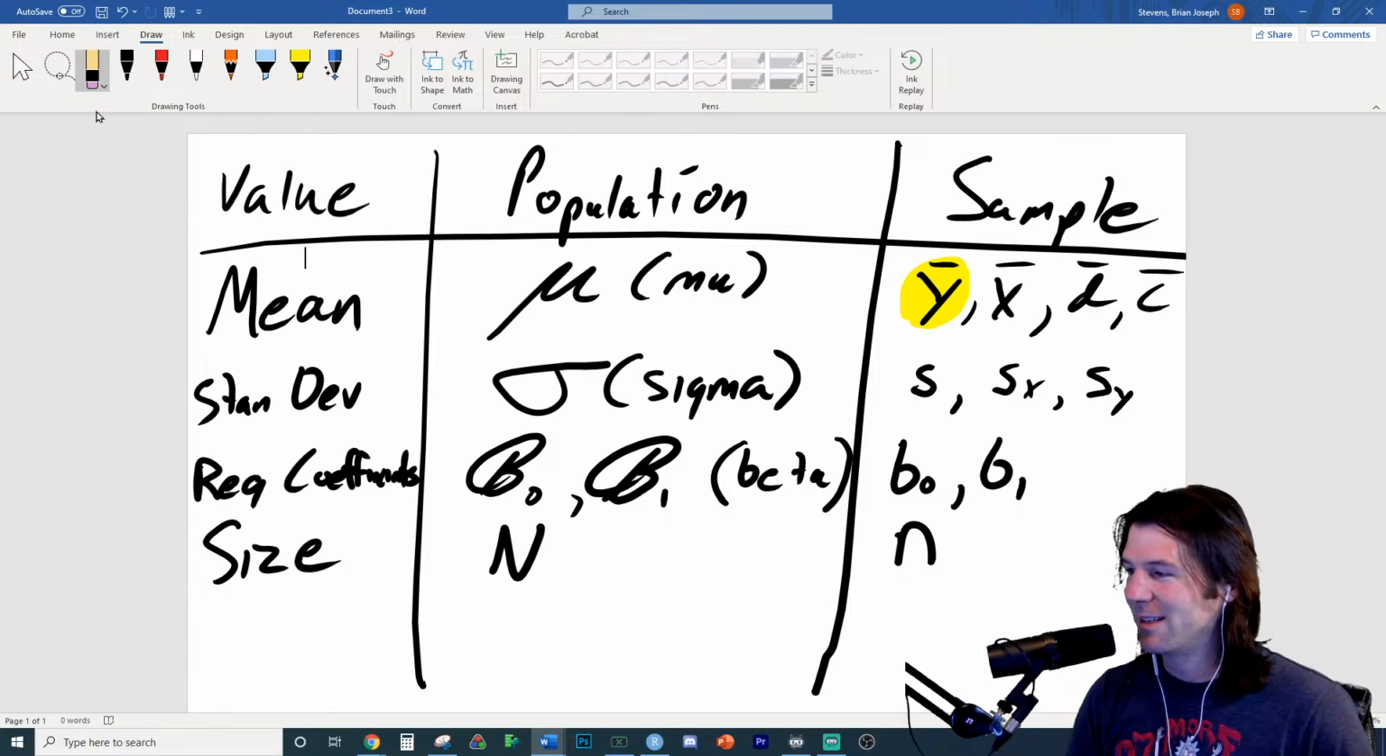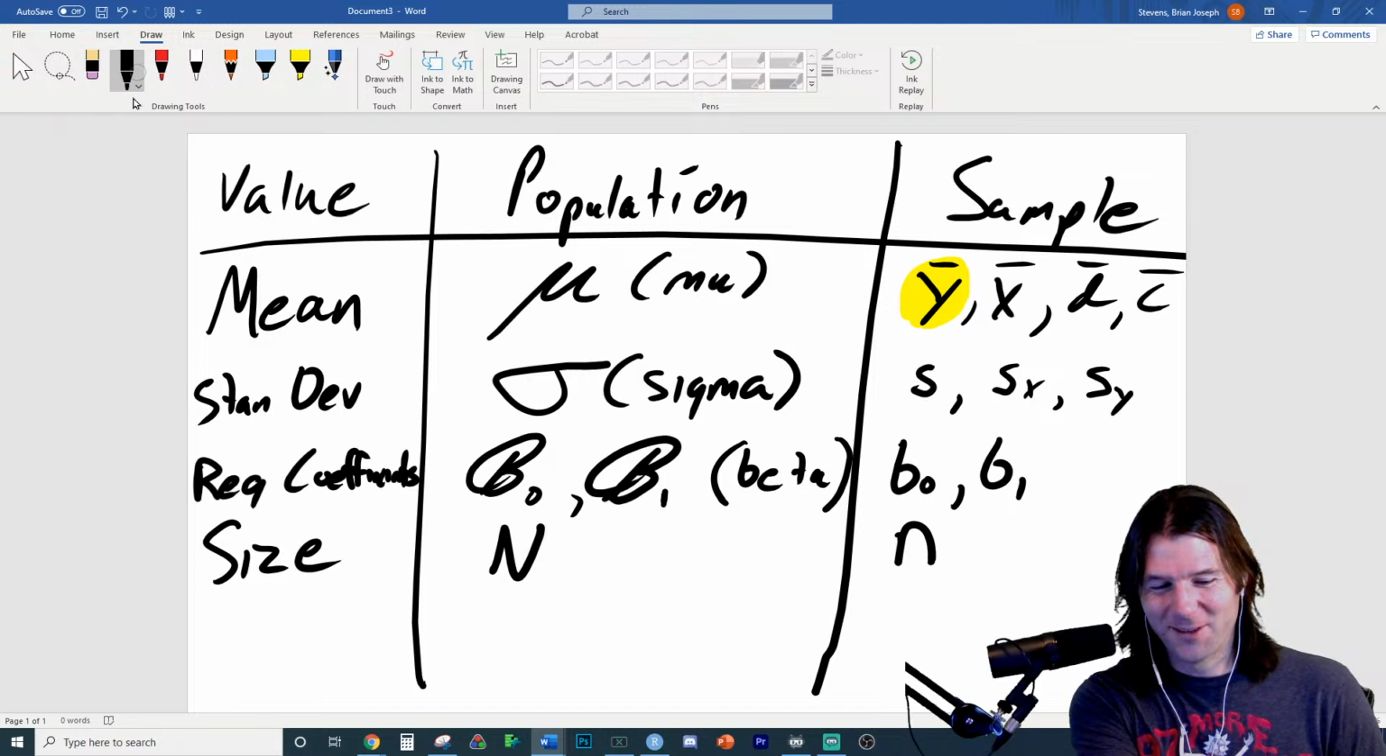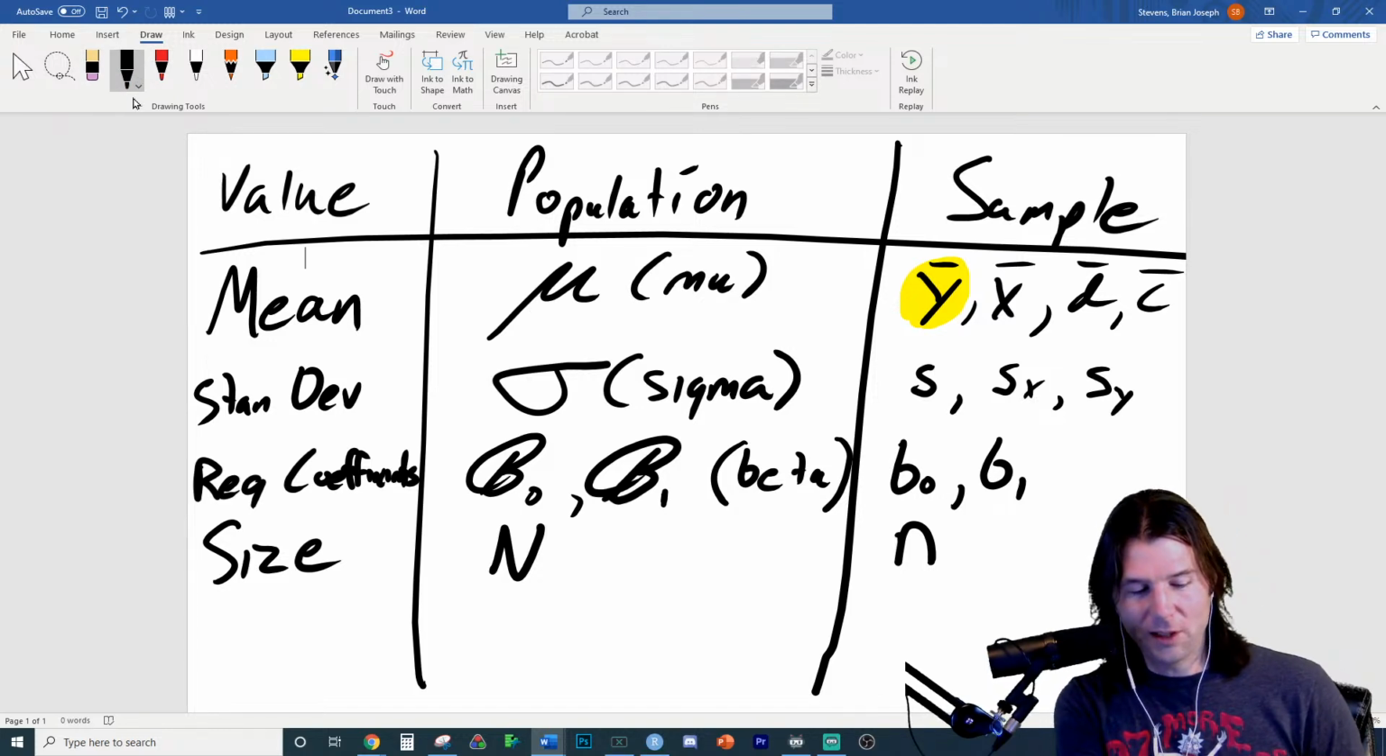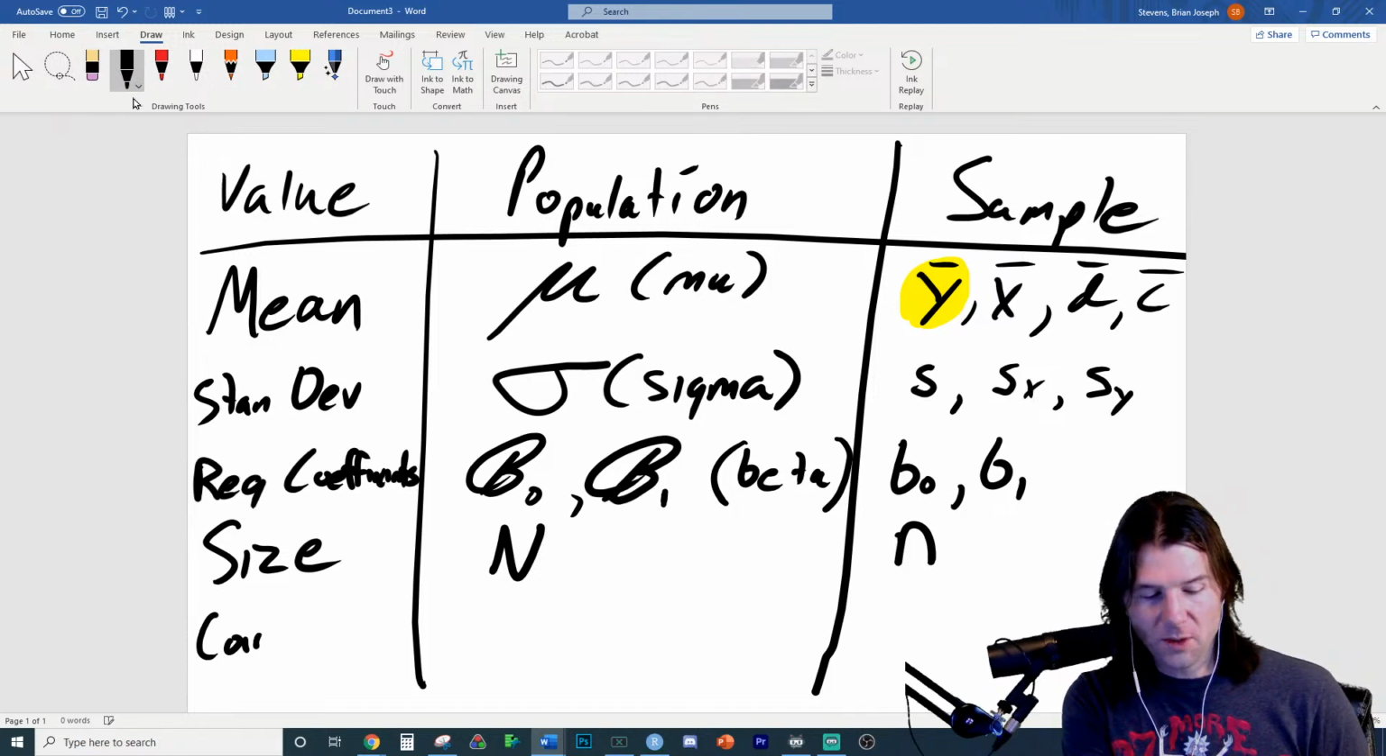But so okay. Love it. Everyone's working together. Correlation. I've got to remember how to spell rho.